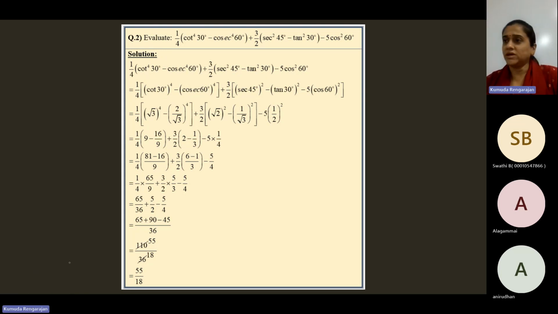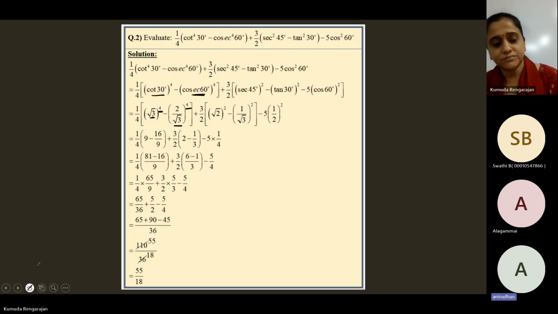If you know the table, cot 30 is root 3 to the power 4. You tell me what is difficult in this. Cosecant 60, from the table you will get the value. You should put it and raise it to the power 4. Ma'am, it is not 65, ma'am. It is 75, ma'am.